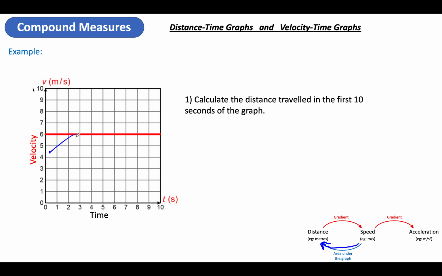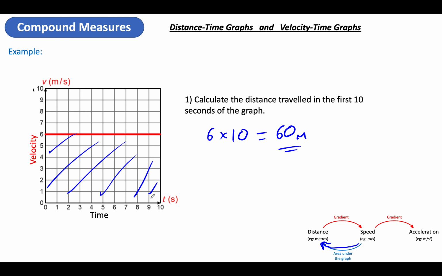So I just need to work out the area under the line. What shape is it? Yes, it is a rectangle. What is the height of my rectangle? It is 6. What is the length of my rectangle? It is 10. So if I times those two things together, I get 60. And I'm after, what distance have I got? Well, we're working in meters per second, so it's meters. The distance is 60 meters. All I did was find the area under the graph. See, it takes a lot longer to describe than it does to do. It's a lot easier than it sounds.